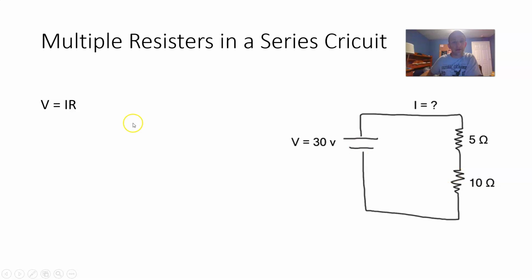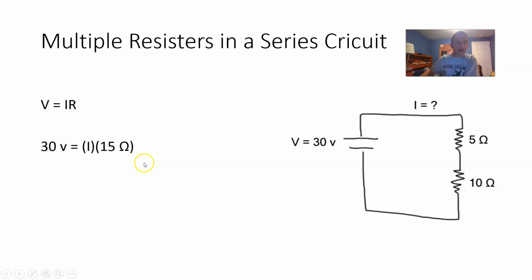We can do that. Now, voltage is going to be 30 volts. Leave I by itself because we don't know what the current is. We don't know how many amps are moving through that wire just yet. And we add these two resistors together. 5 plus 10 will give me a total of 15 ohms of resistance. So I can say my R is 15 ohms.